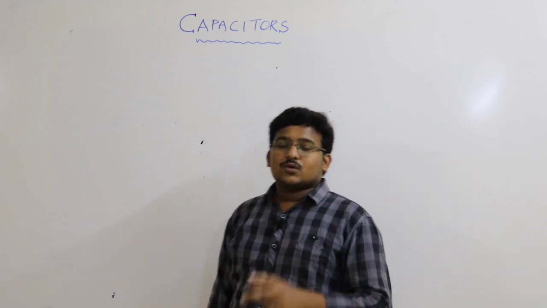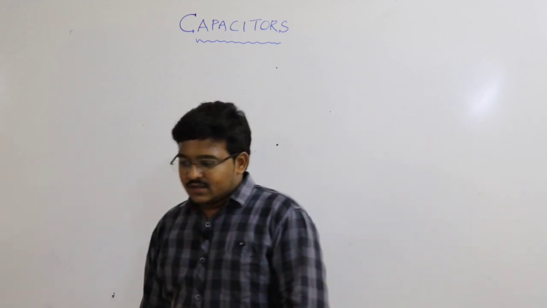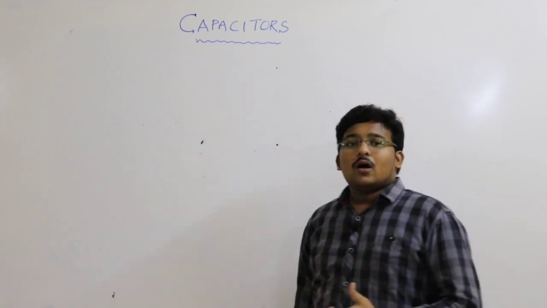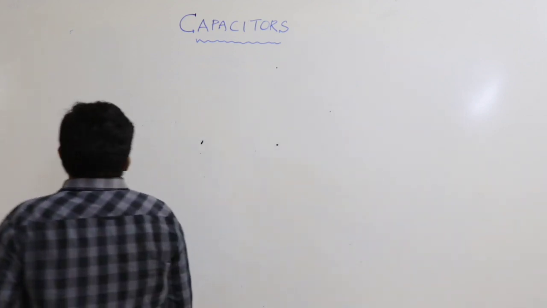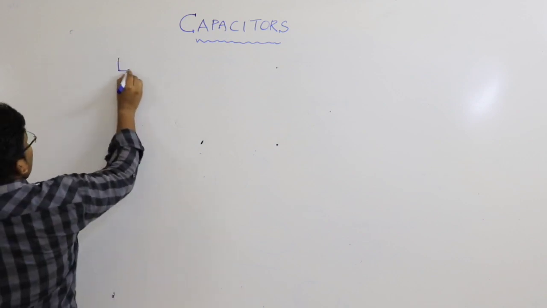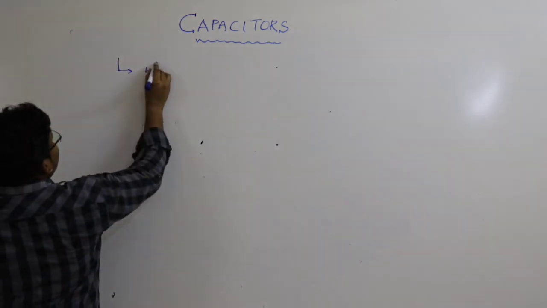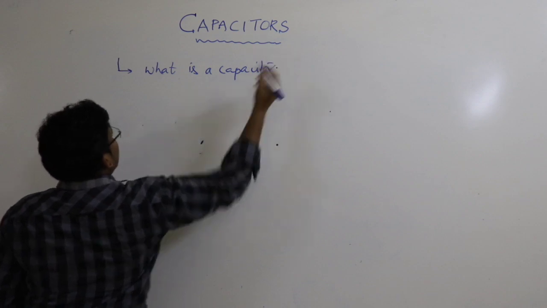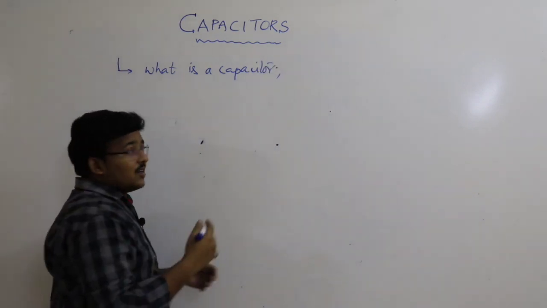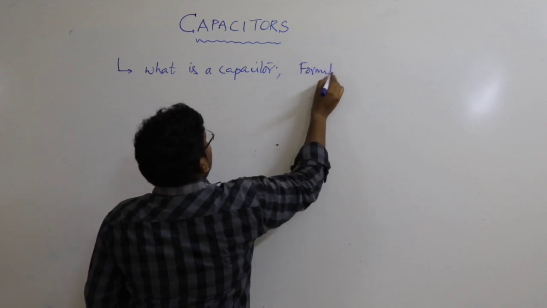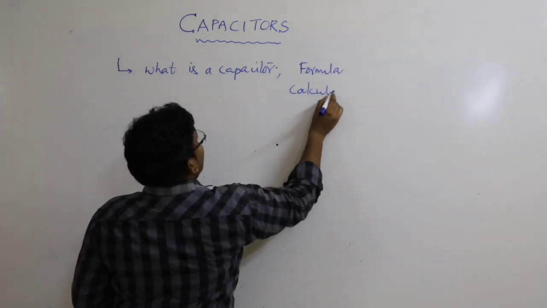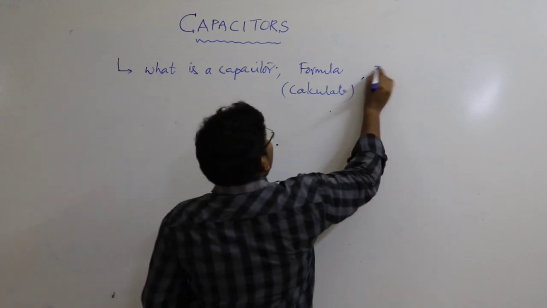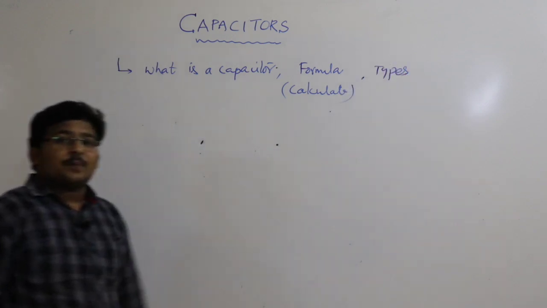There are two branches now. In electrostatics the last one is capacitors, right? So how many subtopics are there in this? We will discuss what a capacitor is, and what the formula for it is, meaning how to calculate capacitance, and how many types of capacitors we have.